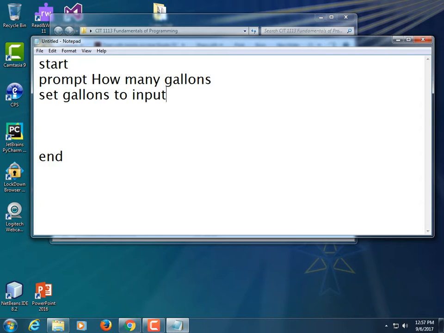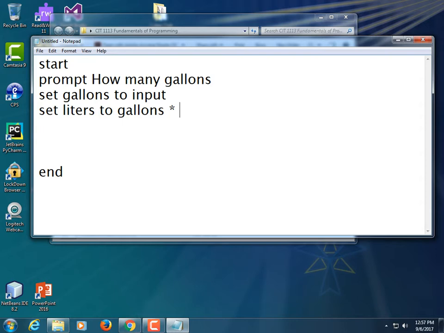Now we need to do something with it. What do you think you might want to do with that if we're going to convert it to liters? What do you think? Multiply by how many ever liters? Okay, multiply by, so we're going to probably make a new variable. What would it be called? What do you think? Set liters to gallons times something. So what's the answer? Someone have to tell me what to put right there.